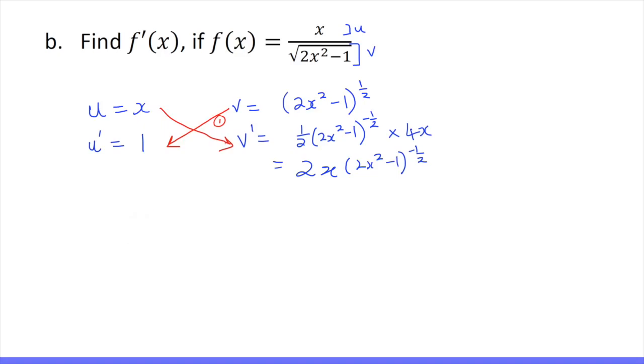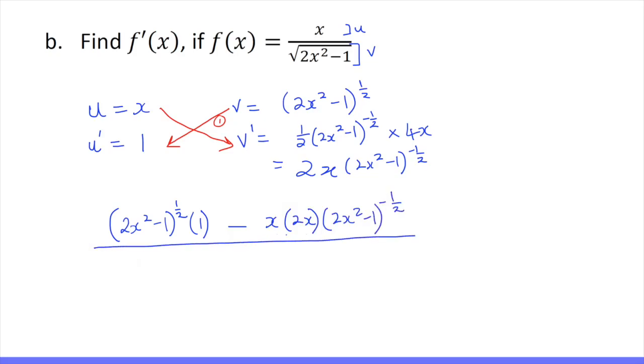So now I can write it out. So I'll have 2x squared minus 1 to the power of a half times 1 minus x multiplied by 2x squared minus 1 to the power of negative a half. And that is all divided on v squared. So that's 2x squared minus 1 to the power of a half squared.